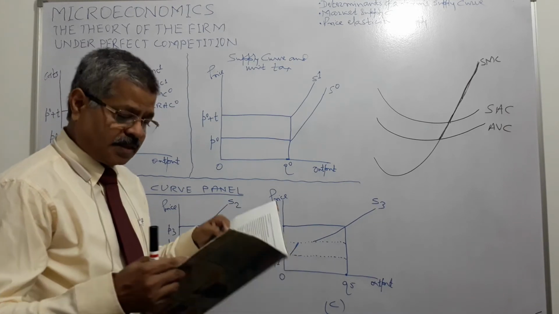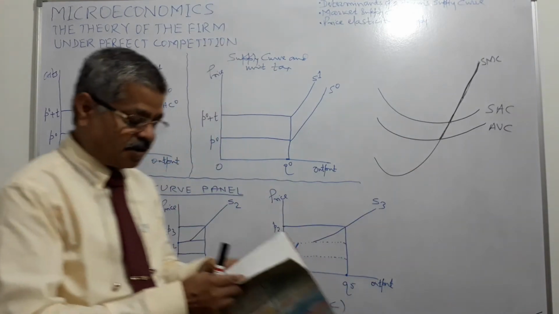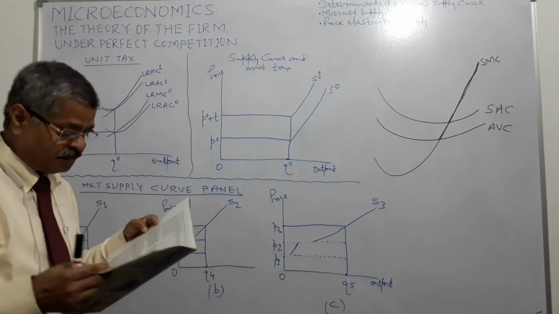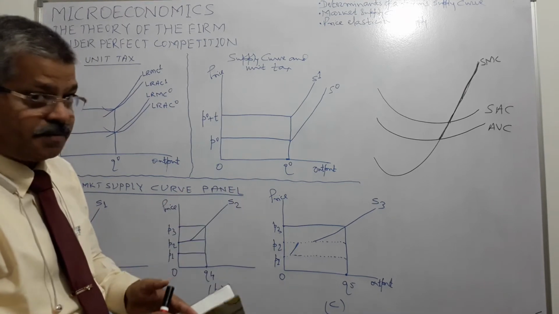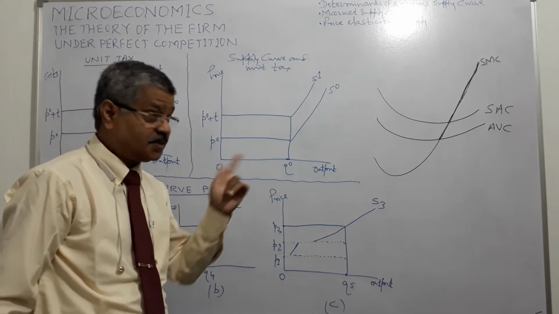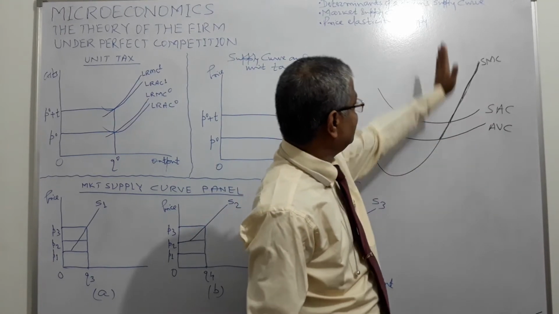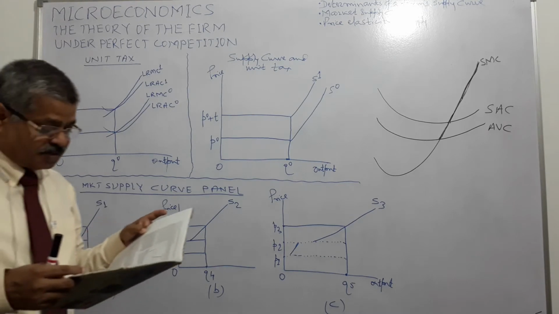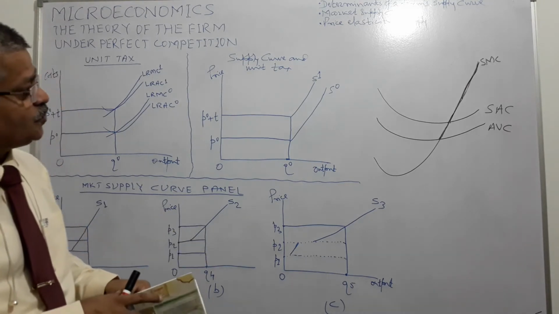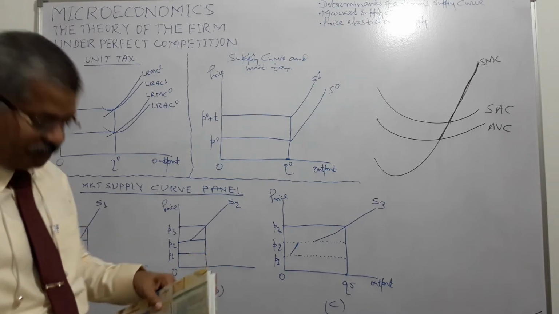So any factor that affects a firm's marginal cost curve is a determinant of its supply curve. It determines its supply curve, whether it will go this way or that way. In this section we discuss three such factors: technological progress, input prices, and unit tax.